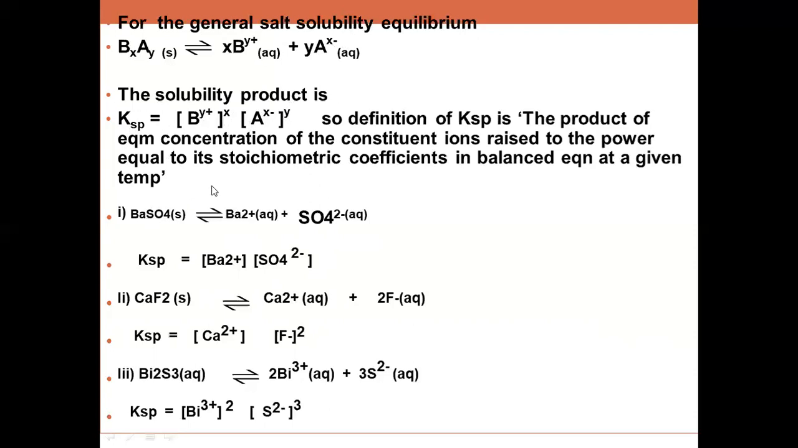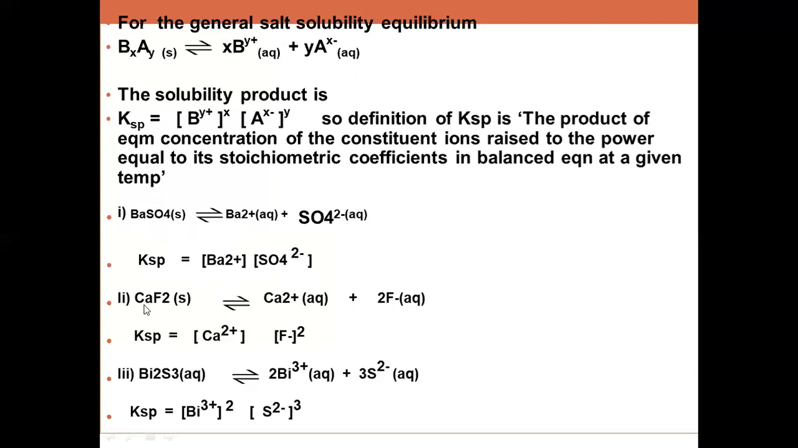Then we should take one example, that is BaSO4. It dissociates into Ba2+ and SO4 2-. Then what is the solubility product of this reaction? The solubility product is equal to Ba2+ and SO4 2-. Note that Ba2+ and SO4 2- are the ions.